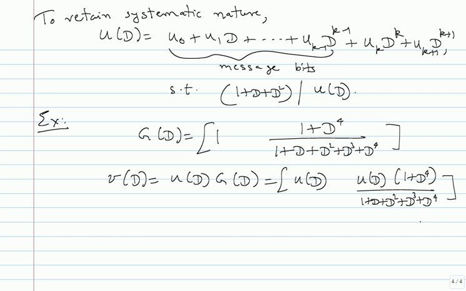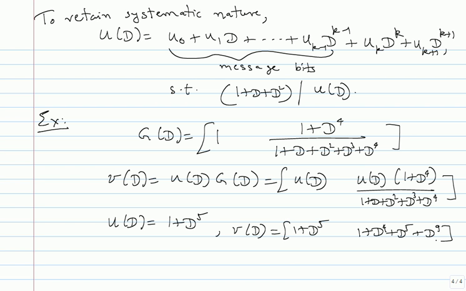1 plus D power 5. Can I take U of D to be 1 plus D power 5? What will happen if I take U of D to be 1 plus D power 5? You'll get 1 plus D on the top. And then the V of D will be what? 1 plus D power 4 plus D power 5 plus D power 9. What's the weight here? 6. Can you get anything less than 6?